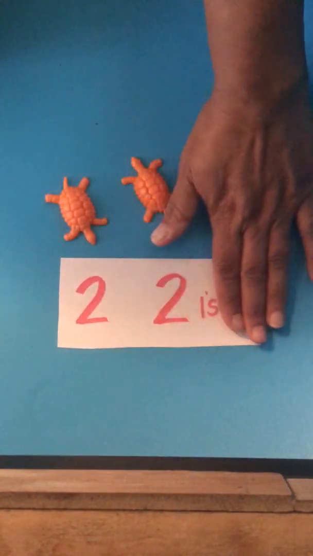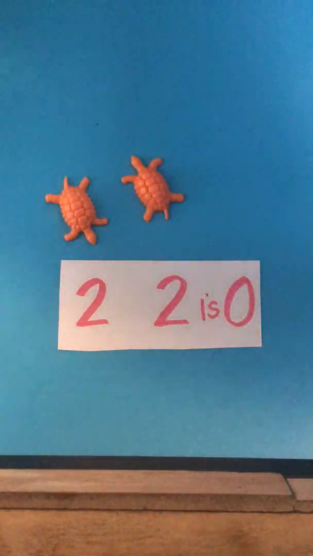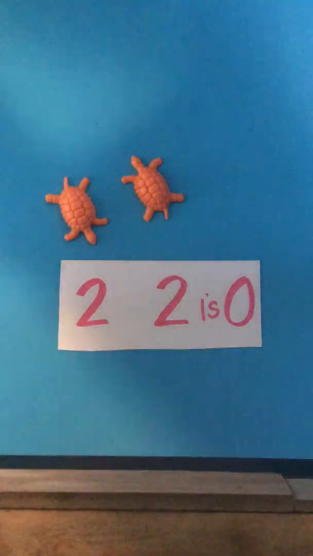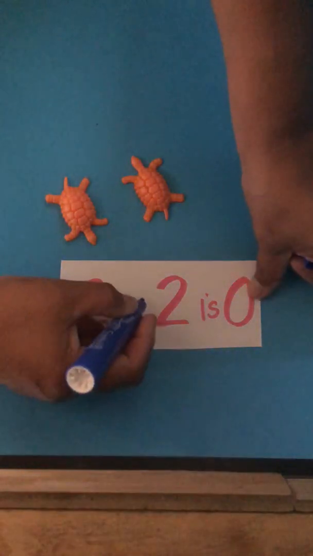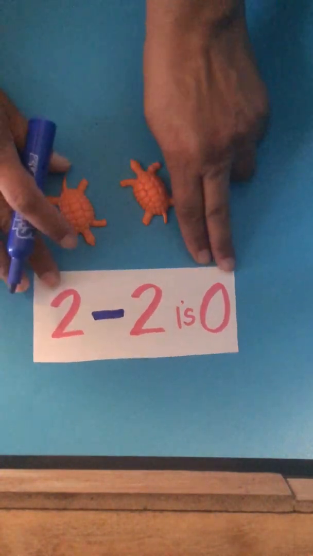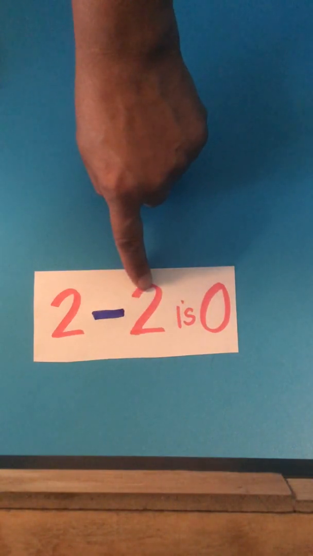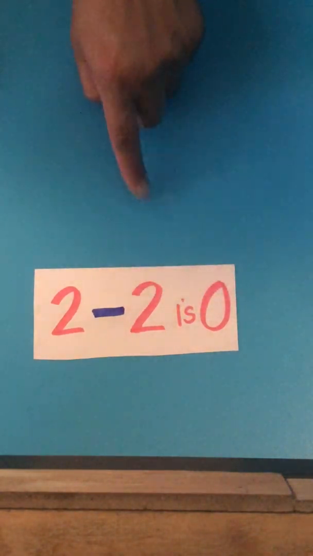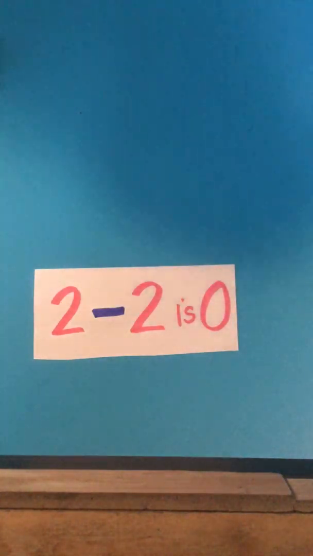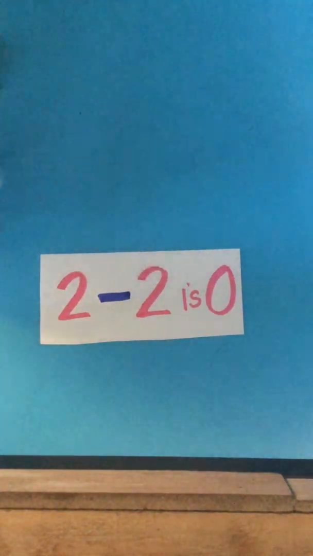2. How many went away? 2. Do you remember what sign I need, boys and girls? The minus sign. So let me do it here. Yes. So let's see. There were 2 turtles laying on the rock. 2 turtles went away. How many are left, boys and girls? 0. Good. 2 take away 2 is 0. Or you can say 2 less 2 is 0.